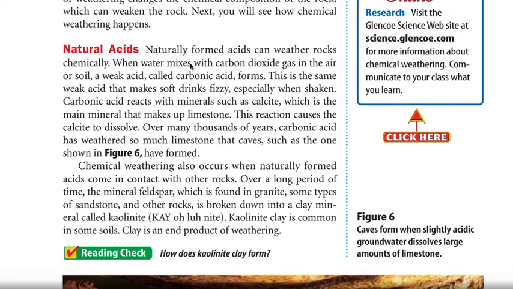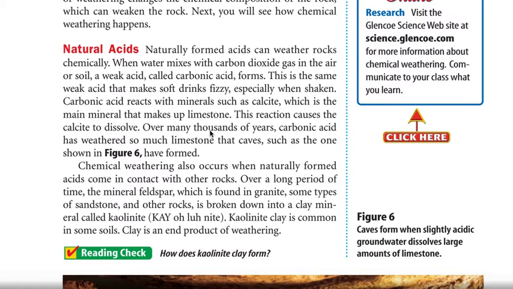Natural acids. Naturally formed acids can weather rocks chemically. When water mixes with carbon dioxide gas in the air or soil, a weak acid called carbonic acid forms. This is the same weak acid that makes soft drinks fizzy, especially when shaken. Carbonic acid reacts with minerals such as calcite, which is the main mineral that makes up limestone. This reaction causes the calcite to dissolve.